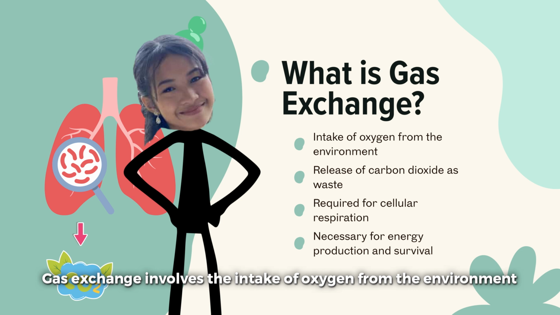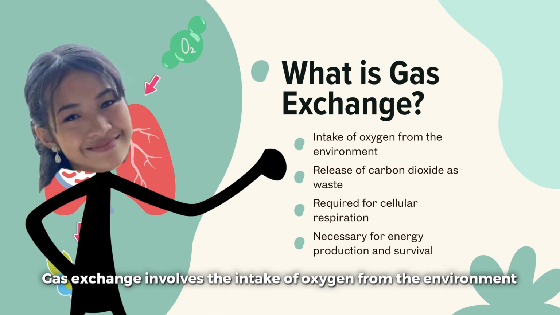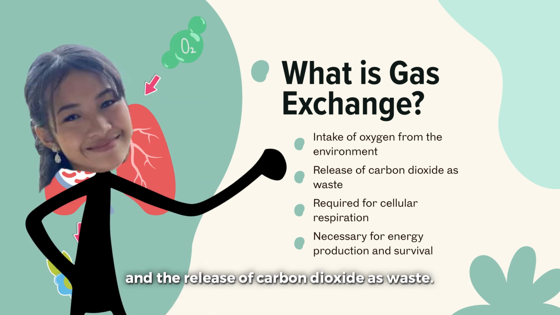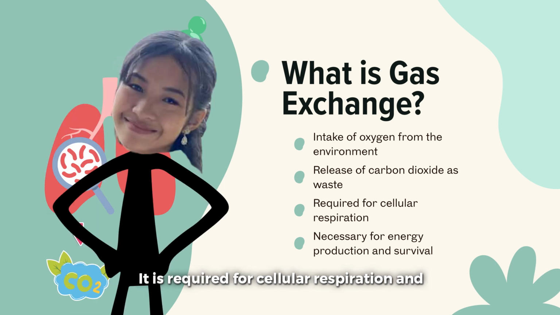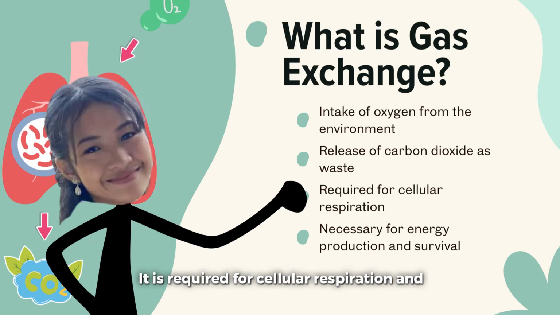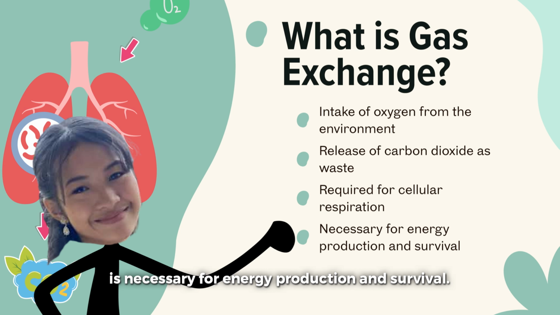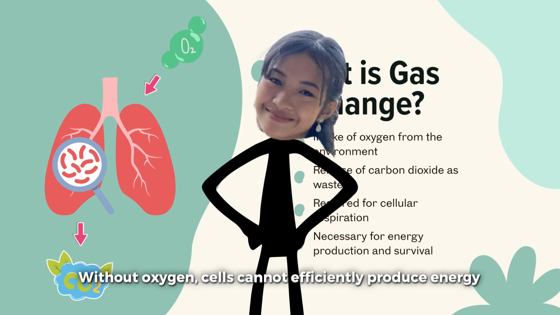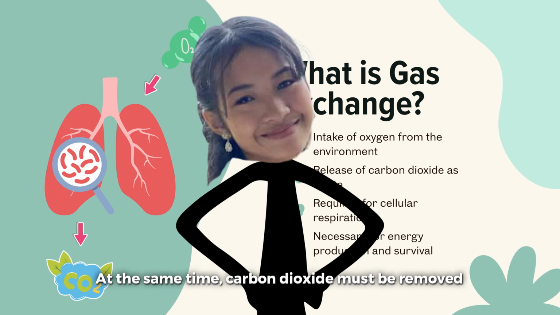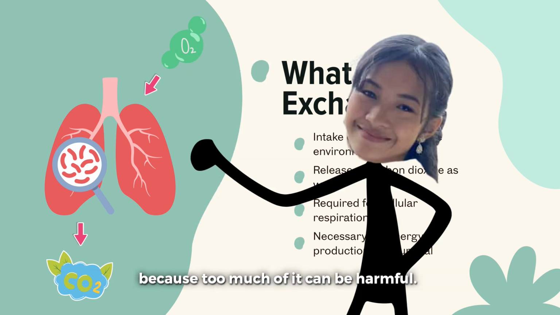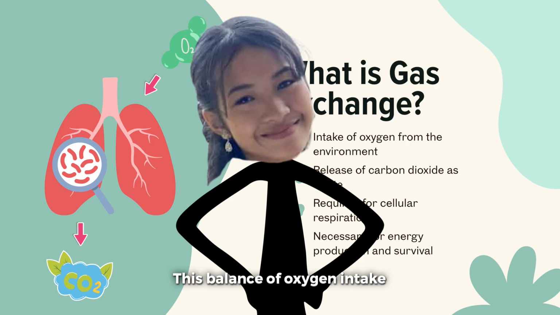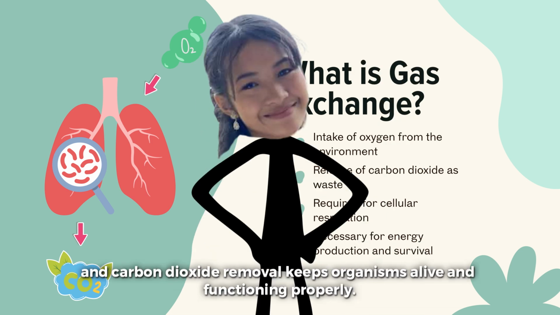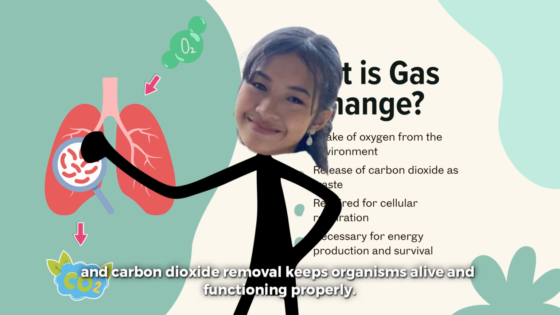Gas exchange involves the intake of oxygen from the environment and the release of carbon dioxide as waste. It is required for cellular respiration and is necessary for energy production and survival. Without oxygen, cells cannot efficiently produce energy. At the same time, carbon dioxide must be removed because too much of it can be harmful. This balance of oxygen intake and carbon dioxide removal keeps organisms alive and functioning properly.